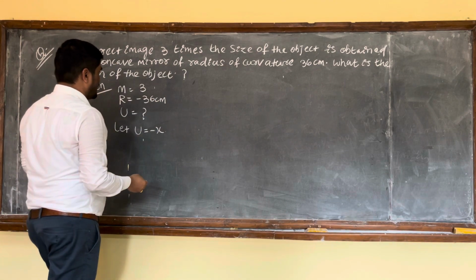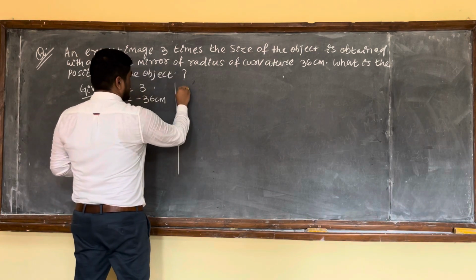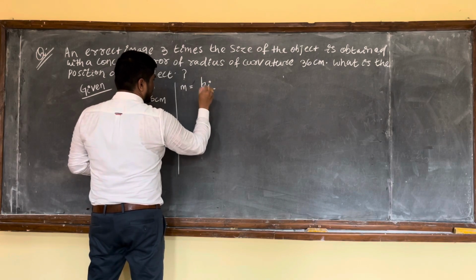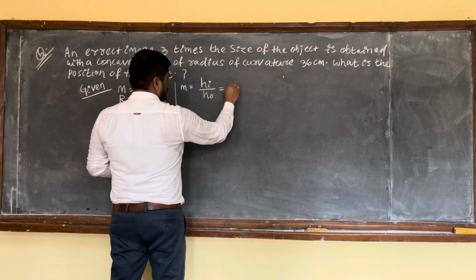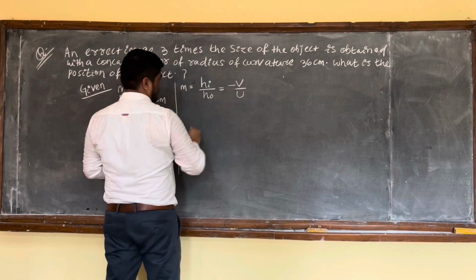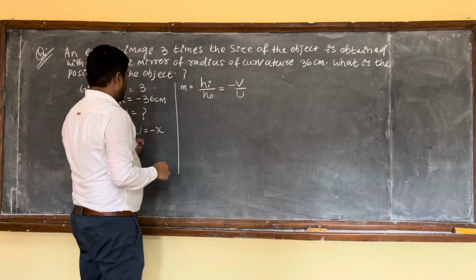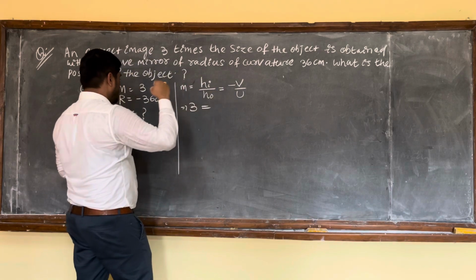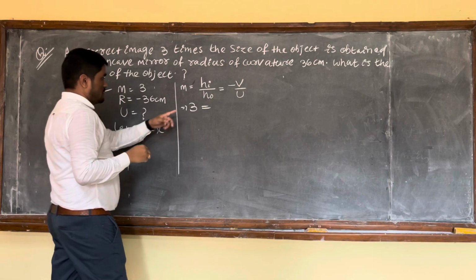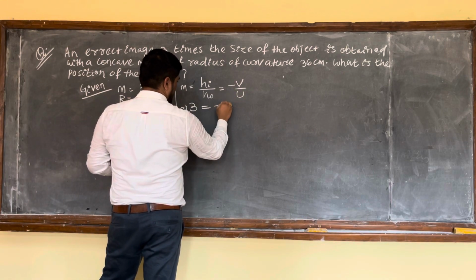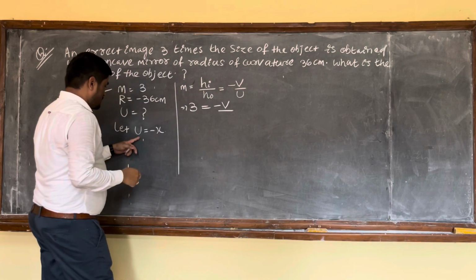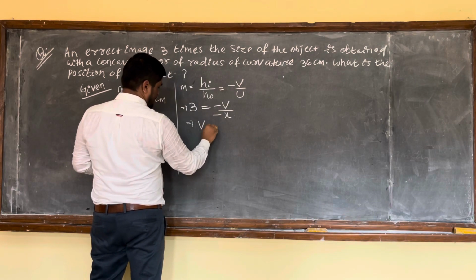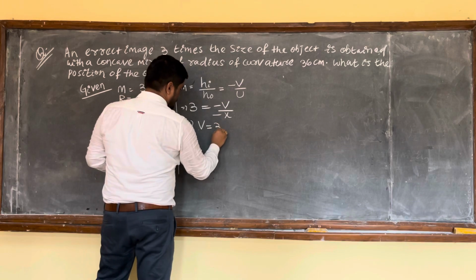And the formula of magnification m is equal to height of image over height of object, and that is equal to minus image distance over object distance. So here the magnification is given 3 and you have to find out the image distance, so that is minus v divided by the object distance, minus x. That implies the image distance v is 3x.